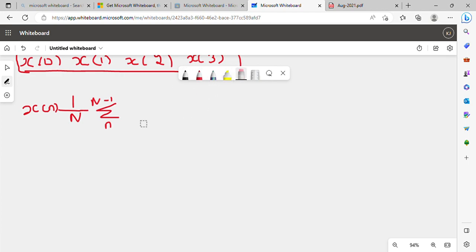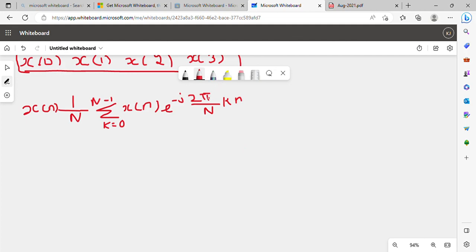This is what is my k, just a minute students. K is equal to 0. And it is my x of k into e to the power of j 2 pi by n into kn, right? 2 pi by n into kn, right? This is what is that particular.